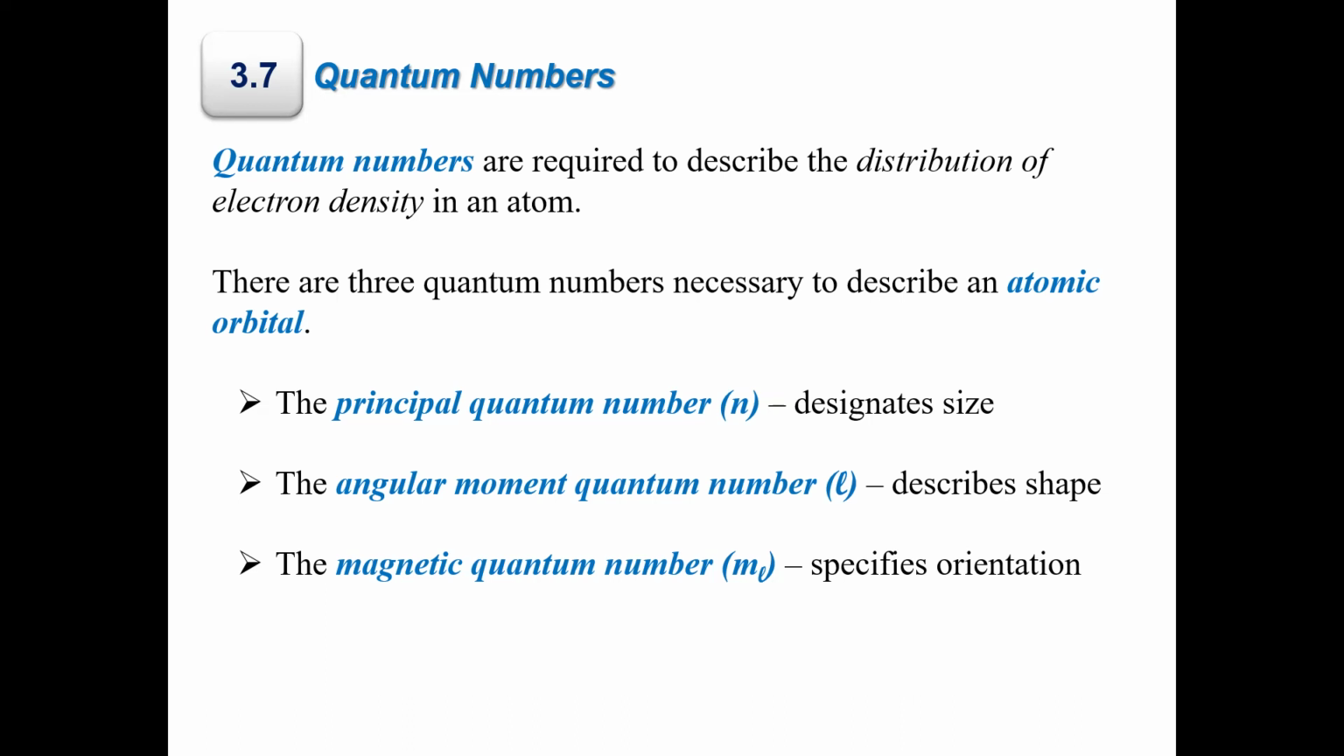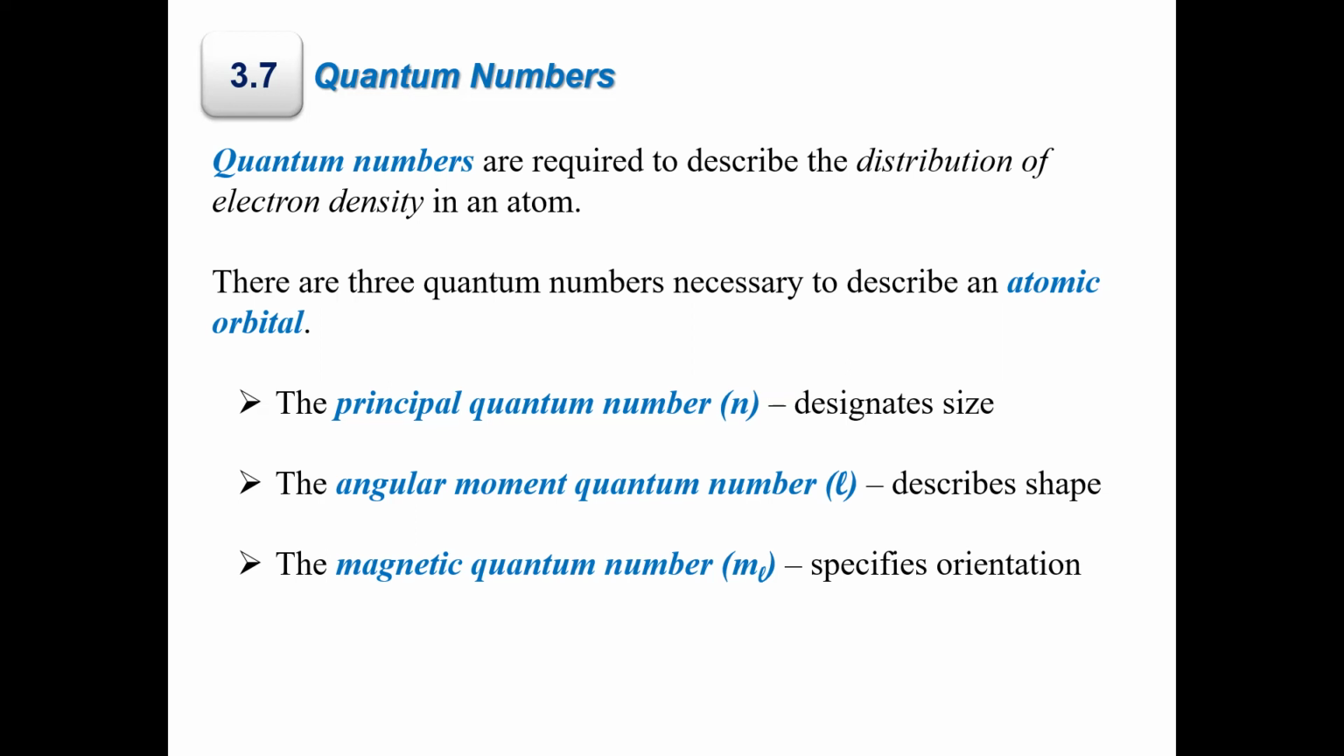So we have three quantum numbers that are necessary to describe an atomic orbital. We have the principal quantum number, and the importance of the principal quantum number is to show the size of an electron in an atom. And this principal quantum number is always represented with a small letter n.